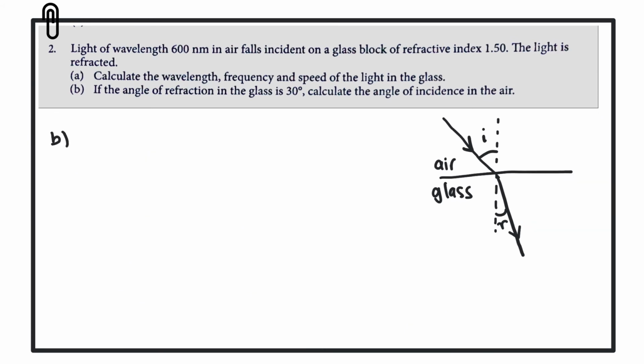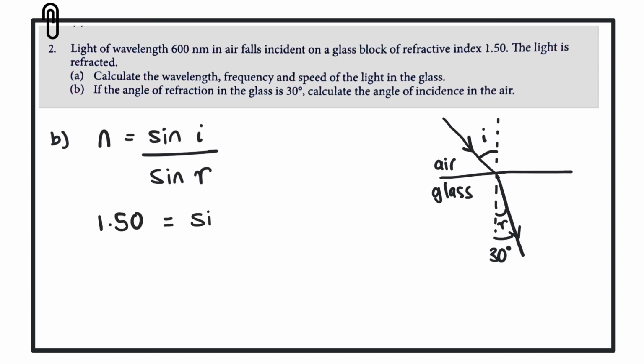For part B of this question, if the angle of refraction in the glass is 30 degrees, calculate the angle of incidence in the air. So this angle R is being given 30 degrees. So here we're going to make use of Snell's law, which is N is equal to sine I over sine R. Now N in this case is the absolute refractive index. We're travelling from air into the medium, which in this case is glass. So our angle of incidence must be in the air, and our angle of refraction will be in the glass. So N is equal to 1.50.